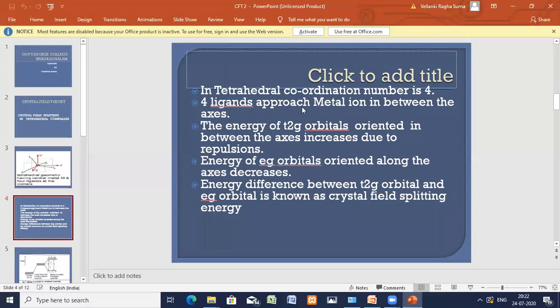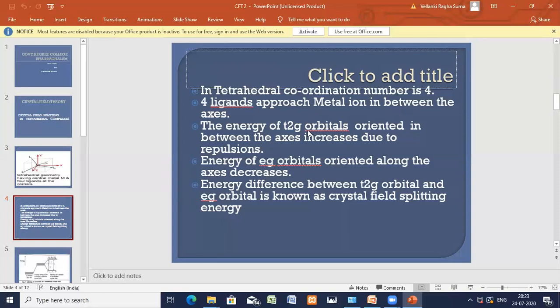4 ligands approach the metal ion. In between the 4 ligands, I've told you, cube, 8 corners, only 4 corners you're having the ligands. And from 4 corners, they approach the central metal ion in between the axis. So the 4 ligands are approaching in between the coordinate axis x, y, z. So the in-between orbitals are T2g orbitals, dxy, dyz, dzx.